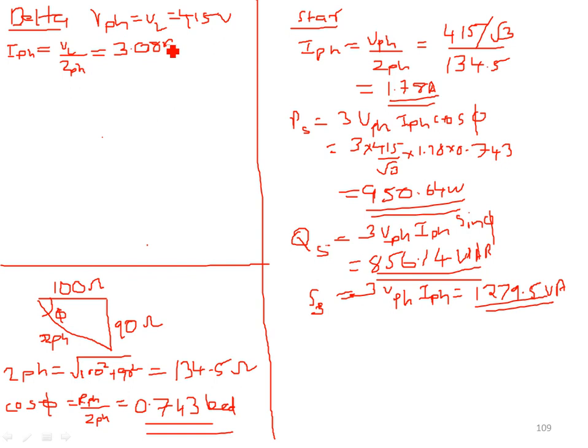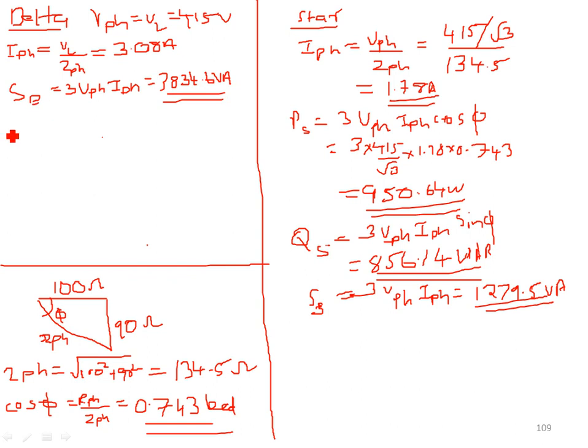Now, first I will calculate apparent power. Apparent power in delta, that is SD, is given by 3 times V phase, I phase. That is 3 into V phase 415 into I phase 3.08, and comes to 3834.6 volt ampere. So that is apparent power.